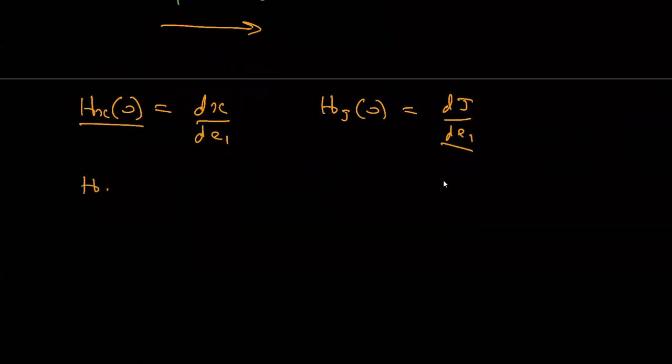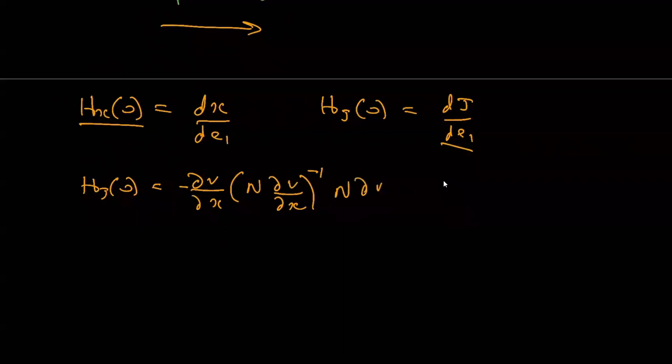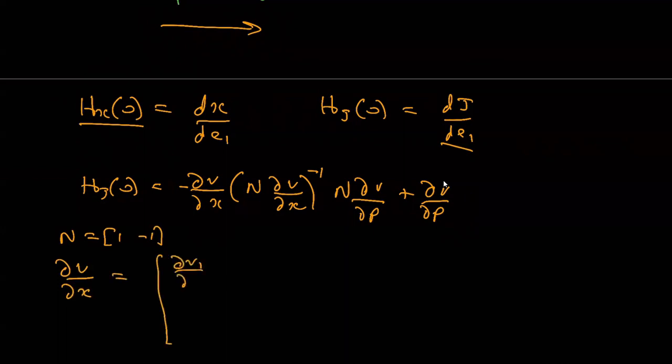Now, the expression for dJ/dp is a bit of a mouthful. I'm doing the short version here, minus N, setting s to 0, so we don't have s in there, and N dV/dx inverse times dV/dp, where p is your input. In this case, we have a one-dimensional system. N is just the stoichiometry matrix, and the dV/dx is dv1/dx, dv2/dx.